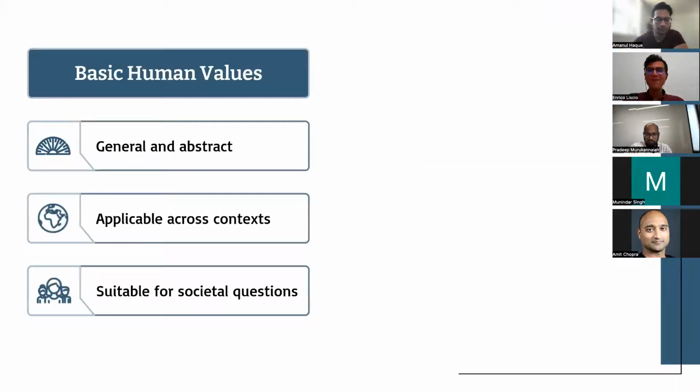I'm almost there. So far we've been talking about basic human values. That's what Pradeep introduced in the introduction. Basic human values are general, abstract. They are intended to be applicable across contexts because they are intended to explain who we are, to explain us as humans. But these basic human values are very difficult to use in concrete applications. For example, if I want to know the way in which people talk about vaccination, it's very difficult to use concepts such as universalism and self-transcendence, right? It's just very vague and difficult to situate in a specific context.